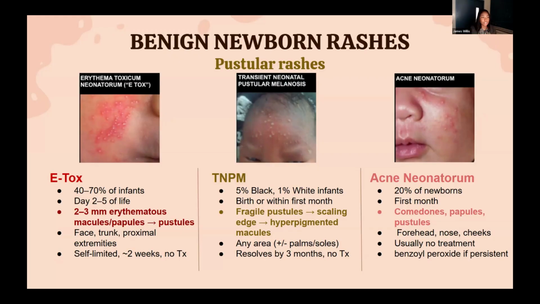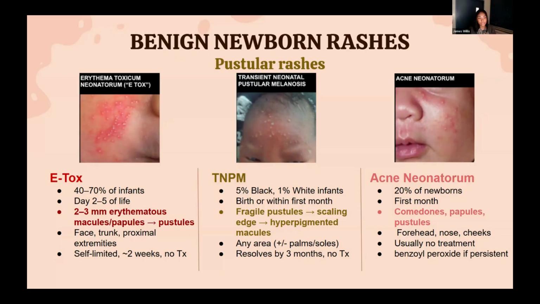Versus transient neonatal pustular melanosis. Again, this one you'll mostly see in the nursery. I don't think I've ever seen it in the ED, but just to be aware of it, it happens mostly in melanated skin, 1% in white infants. But you have these fragile pustules. They later progress into scaling edges and then turn into these dark spots all over. But this is just one of the stages that we see here. Again, also resolves with no treatment.